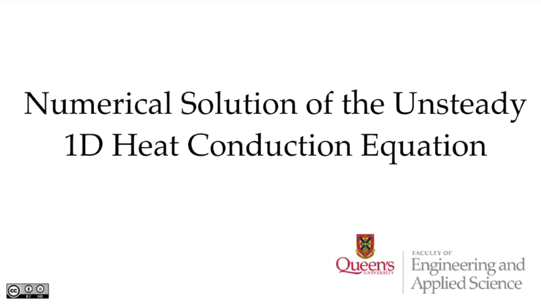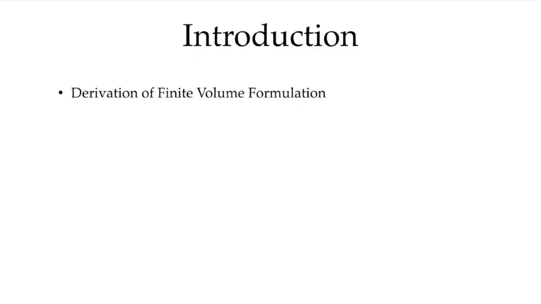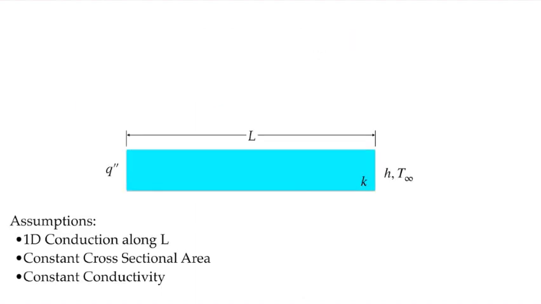In this video, I'll present the derivation of the finite volume formulation for one-dimensional unsteady heat transfer. We'll use specific boundary conditions of a heat flux at one side and a convection boundary condition on the other side. So here's the problem that we're going to solve.